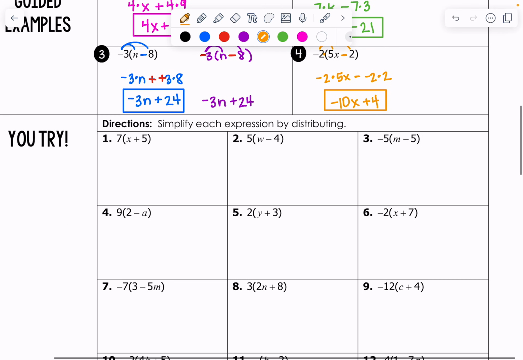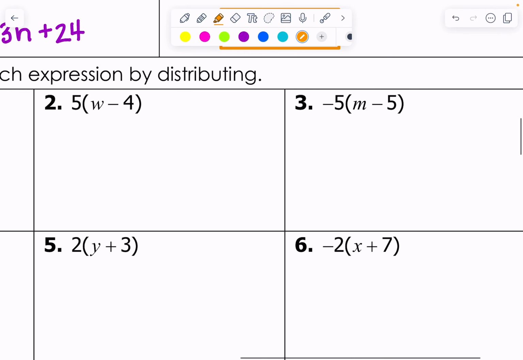I would like you to try number 2 and number 3. Circle your answer and then check in with your elbow partner to see if they have the same answer and patiently wait for me to go over them.